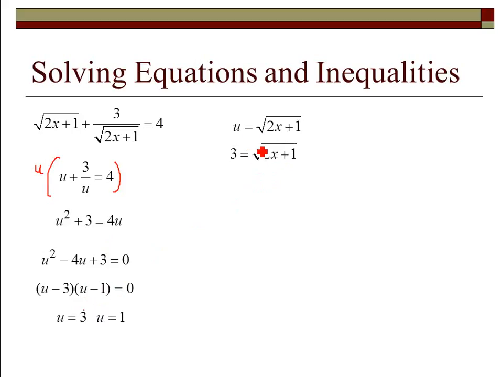So 3 is equal to the square root of 2x plus 1. We're going to square both sides. I also get 1 equals the square root of 2x plus 1. Square both sides, so I get 9 equals 2x plus 1. Subtract 1, I'll get 8. Then divide by 2, I get 4. Here, square both sides. I get 1 equals 2x plus 1. Subtract 1, I get 2x equals 0. So x equals 0. Okay, now I've got my solution.